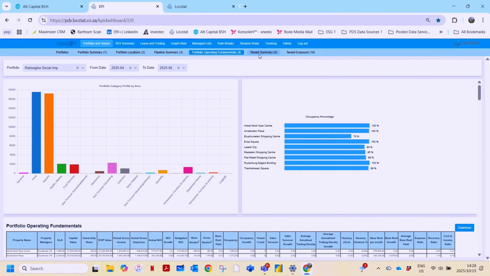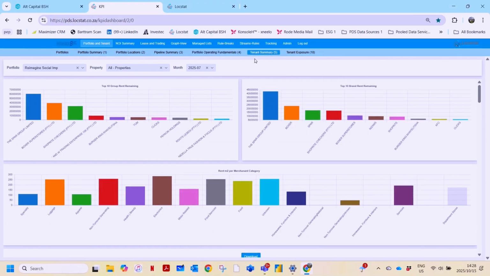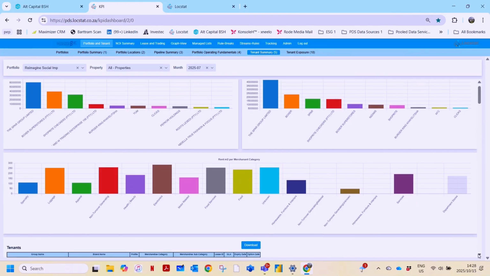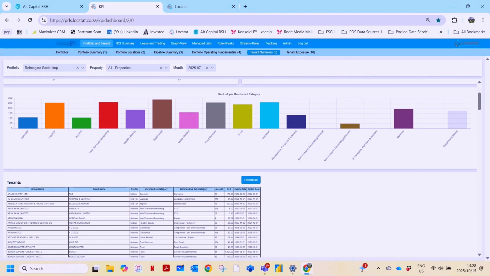So when we start talking about leasing, what is your exposure? This is running to the end of July. I could run it through to the end of March. I could actually almost run it through to the end of October based on what you've currently got in the system. This will look at your top 10 tenants by rent remaining. It'll look at your top 10 brands by rent remaining. It could look at your exposure to your merchandise categories. Once again, this is all feeding directly from live data, so it's streaming.